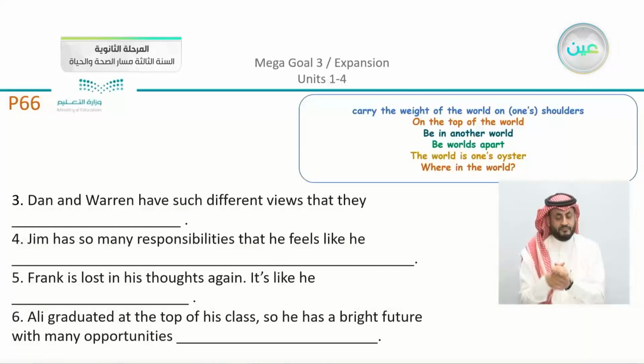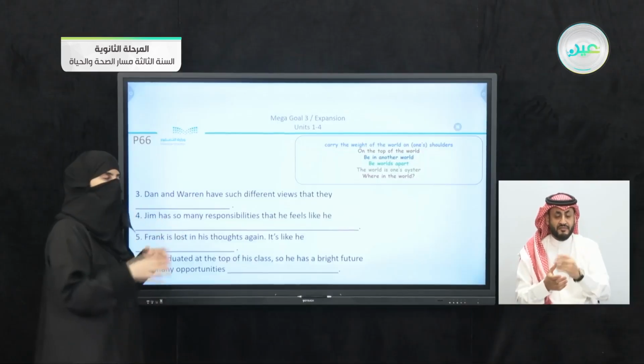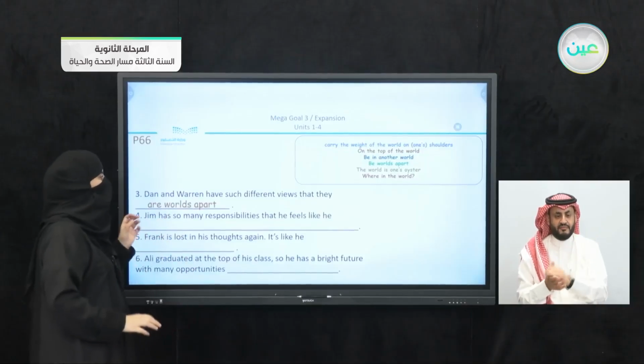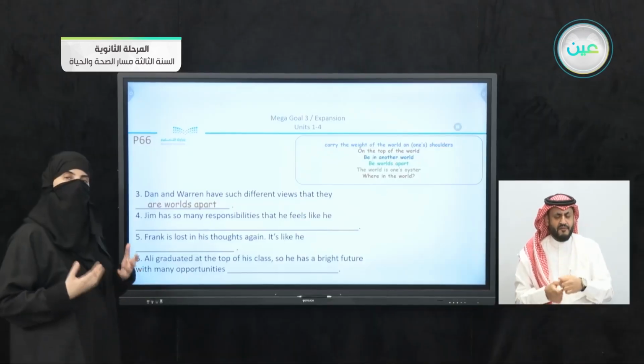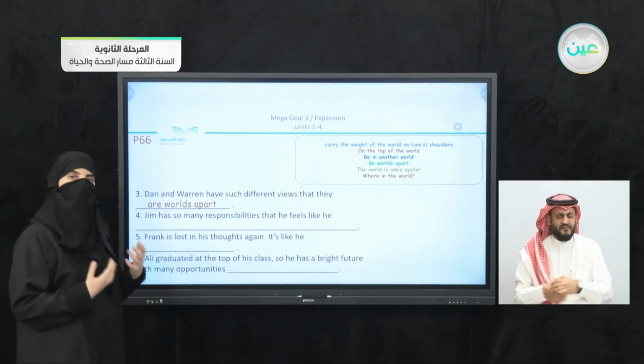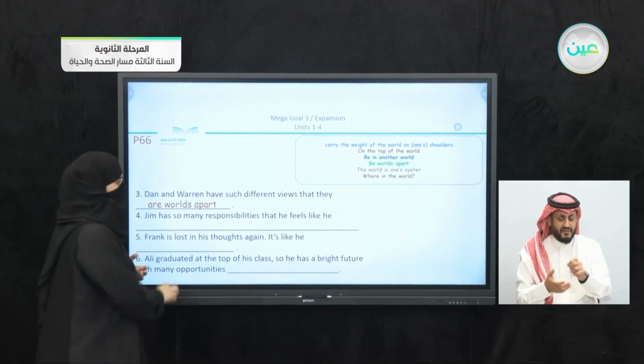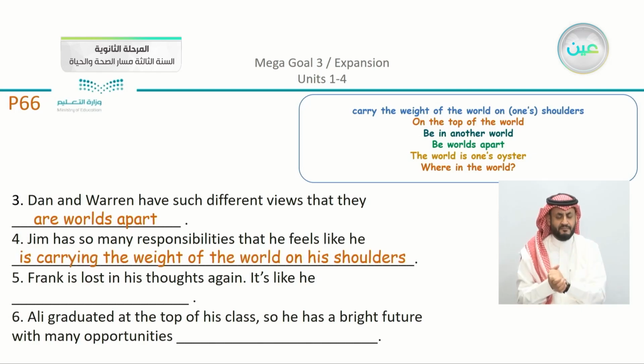We have number 3, "Dan and Warren have such different views that they." The keyword is "different," so we have here that they are worlds apart. Number 4, "Jim has so many responsibilities that he feels like." Your keyword is responsibilities. Now someone may feel that they are pressured or that these responsibilities are heavy, which means that we have here, he feels that he is carrying the weight of the world on his shoulders. Be careful to use the correct pronouns.